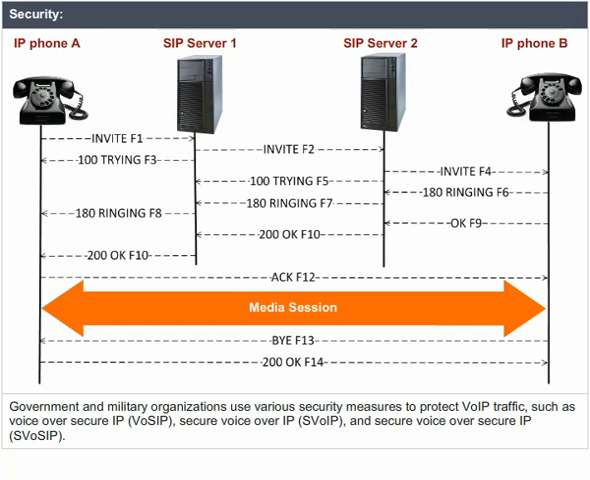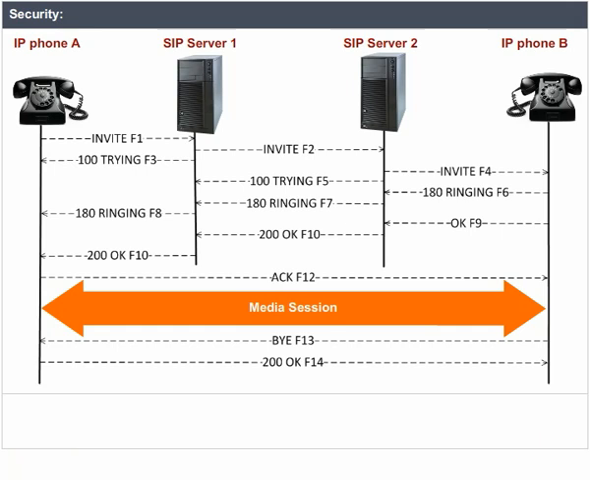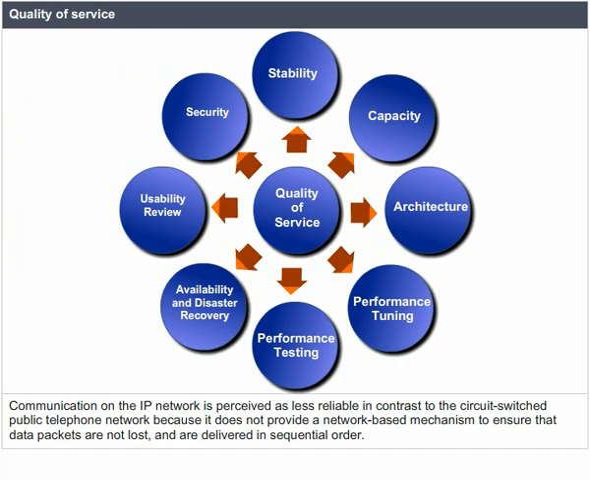Quality of service. Communication on the IP network is perceived as less reliable in contrast to the circuit-switched public telephone network because it does not provide a network-based mechanism to ensure that data packets are not lost and are delivered in sequential order.